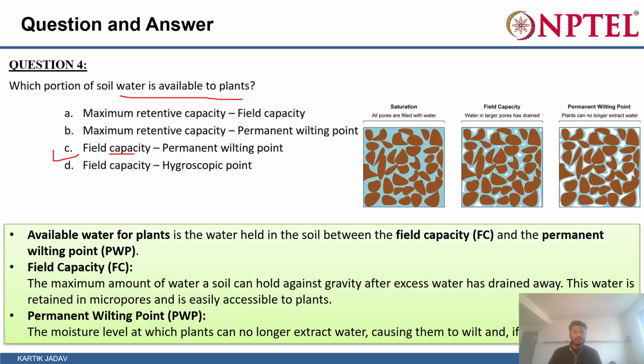We know that field capacity is basically the maximum amount of water that can be held by soil against gravity, and permanent wilting point is the moisture level at which plants can no longer extract water. That ultimately causes the wilting condition. So the water available in between is called the soil water available to plants. So option C is correct.